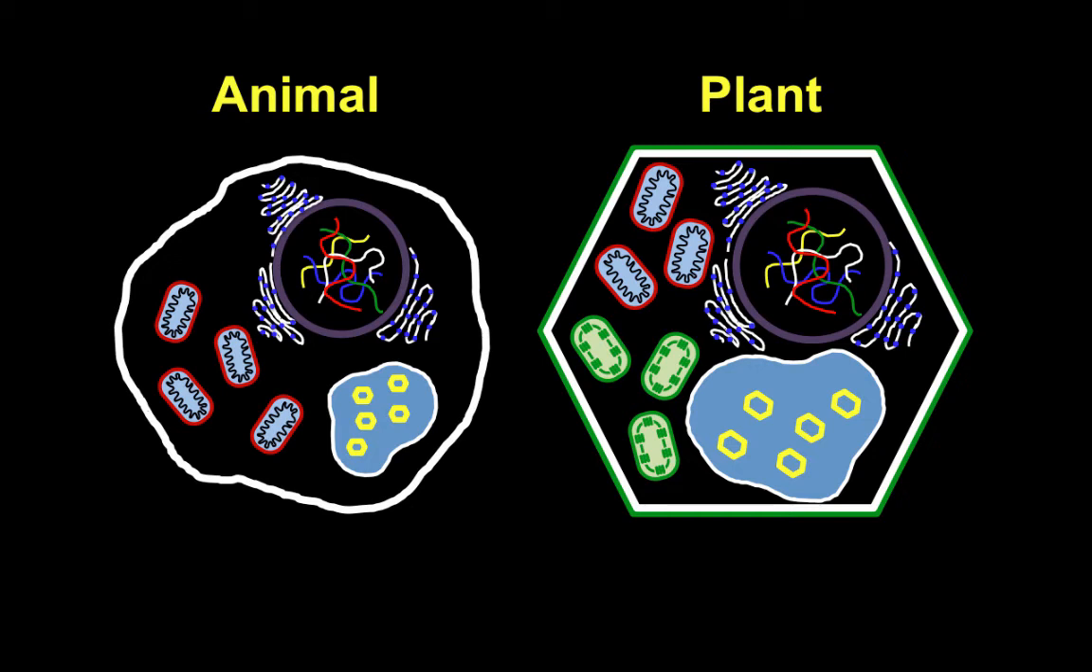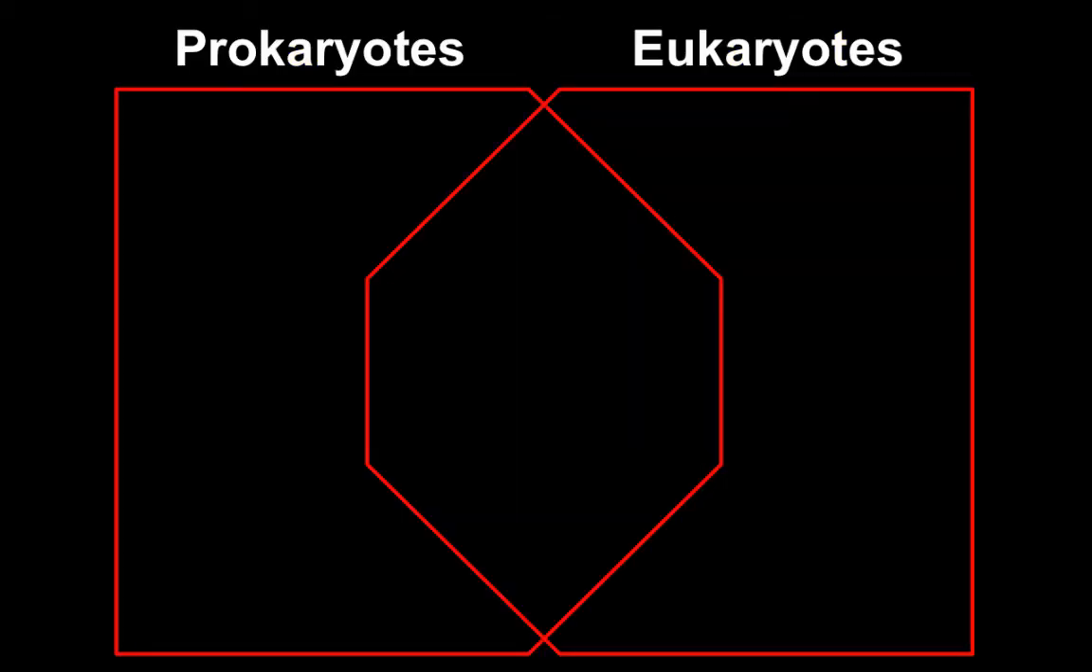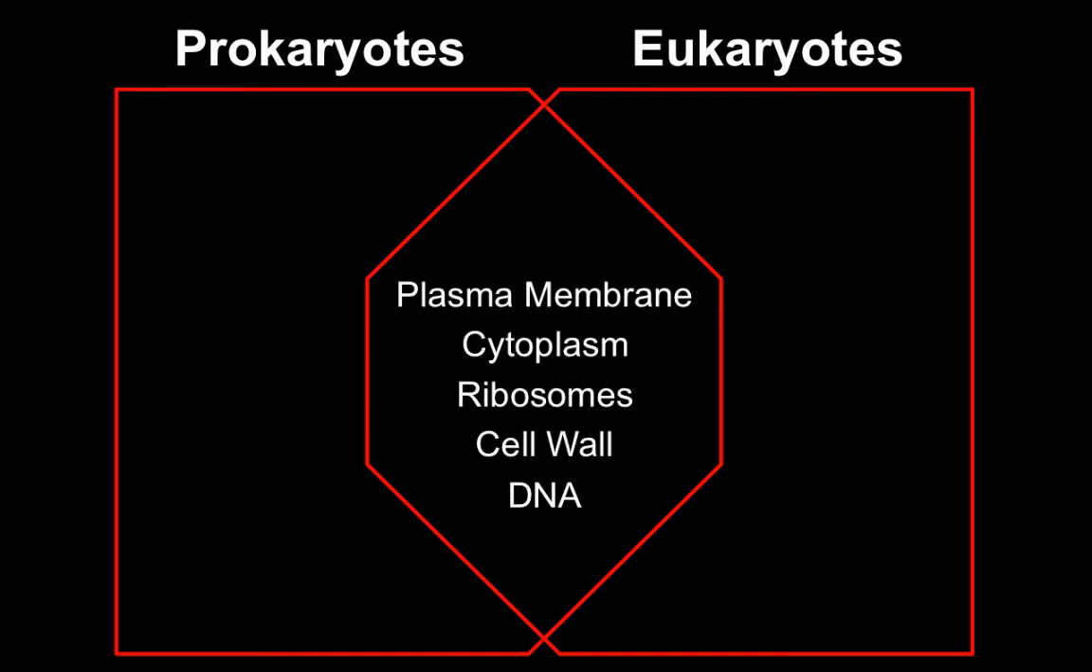And so here we have an example of an animal cell and a plant cell. And notice the only differences between animals and plants are the fact that plants have chloroplasts and they also have a cell wall. Otherwise, they have all the same parts. Now when we compare prokaryotes and eukaryotes, both of them have plasma membranes, cytoplasm, ribosomes, because all cells do. At least some examples have a cell wall, and they all have DNA.